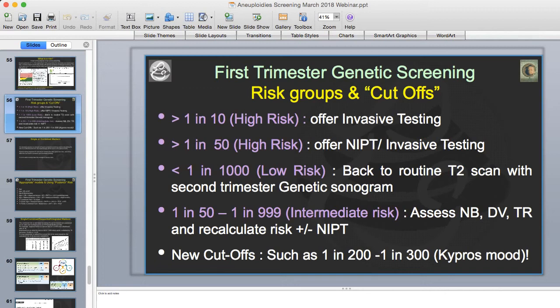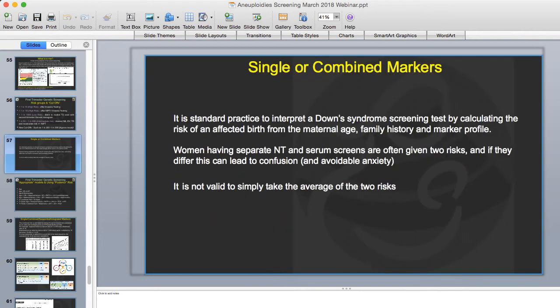But if you have a risk of somewhere between 1 in 50 and 1 in 999, that's when you might want to add on the additional parameters for refining your risk. And some patients at this stage might actually want to add on the option of an NIPT. And therefore, you often have different cutoffs. But for the moment, what I've shown here is what we're using.